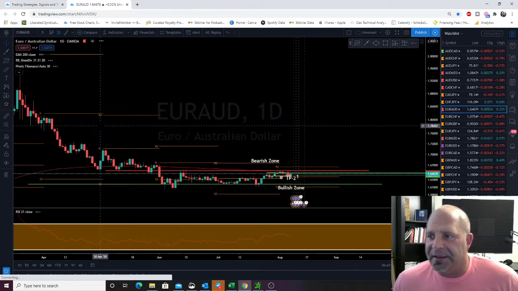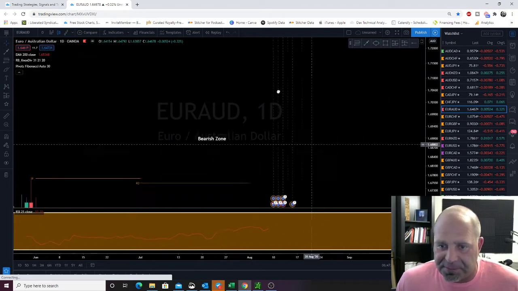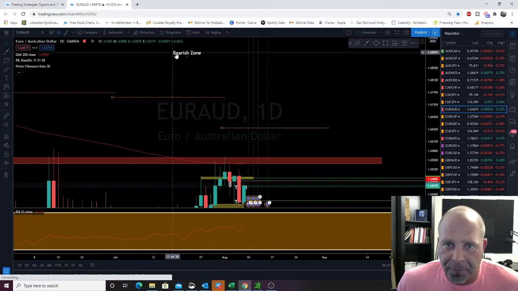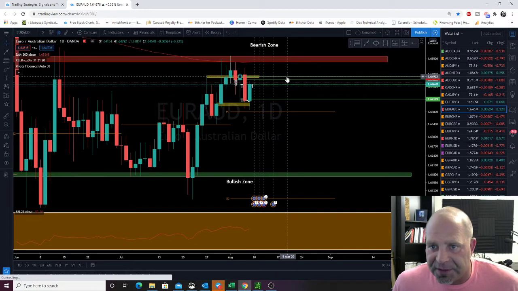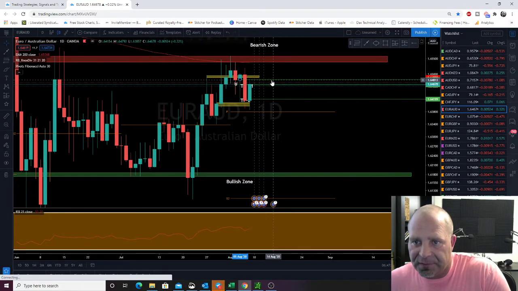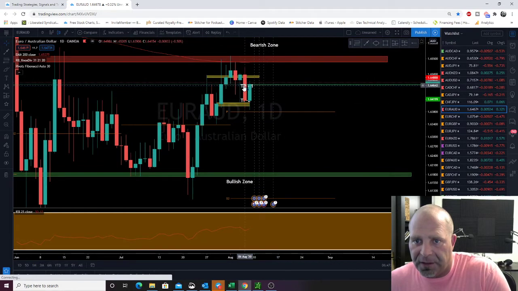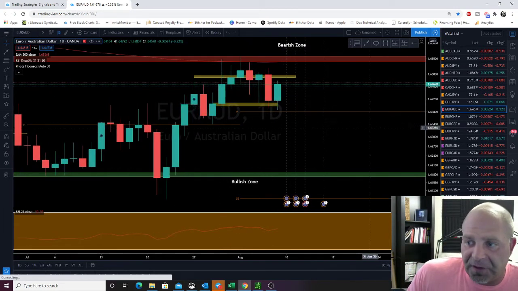All right, Euro AUD, good old Euro AUD. This was a busy pair last week with my short-term trading. As you can see, plotted quite a few levels on here. And they worked out quite well, by the way. You can see there's a short trade right on that. Had a great week in the Journeyman Signal Service. Very profitable.